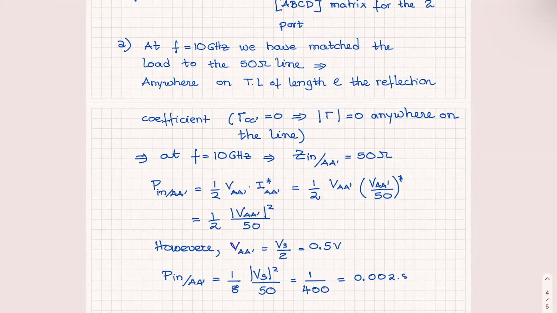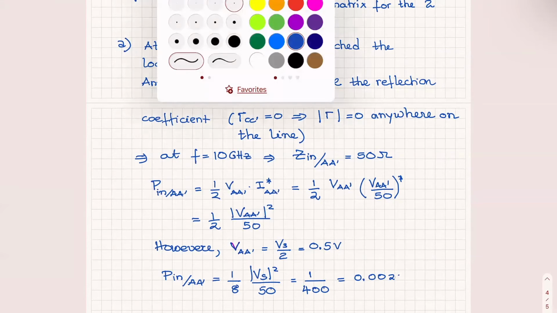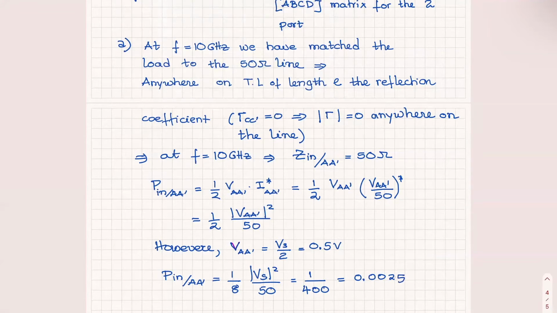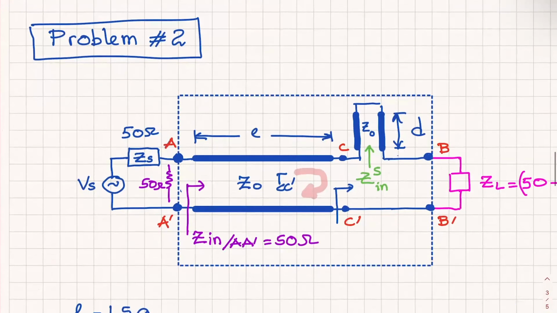So Zin at AA is 50 ohms, but would it not be like 50? Oh wait. It's 50 ohms, but the voltage that applies across it is half of Vs. Does Zin at AA not include the Zs? No, because it's all to the right of AA prime. Okay. So it's 50. That's the maximum, the optimal matching.